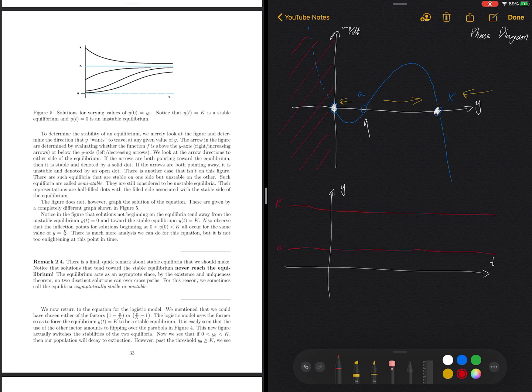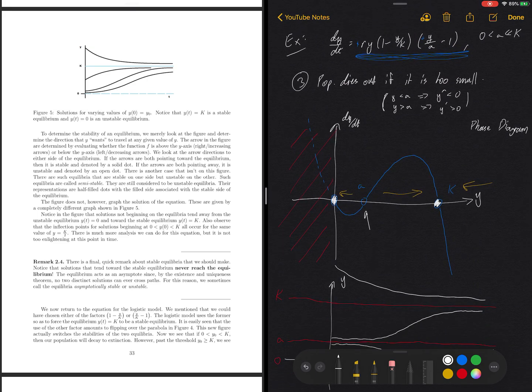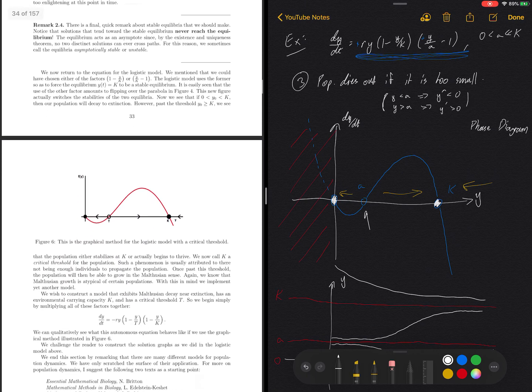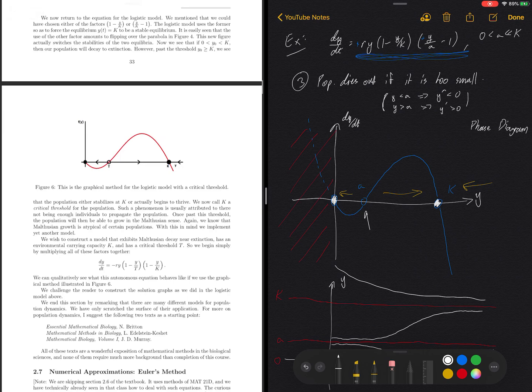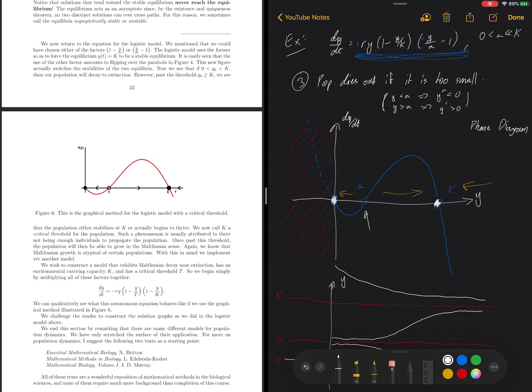And our solutions would then follow the following diagram here, where we have a K upstairs again, but now we have an A down here, so K, A, and then 0. So solutions will flow away from A and either toward 0 or toward K. And this is a complete diagram of what solutions do. And I didn't have to solve a thing. So there you have it.